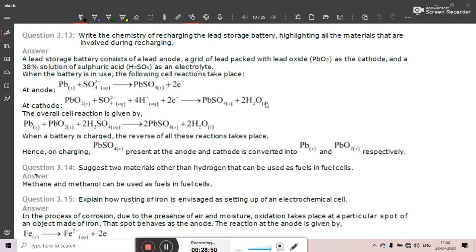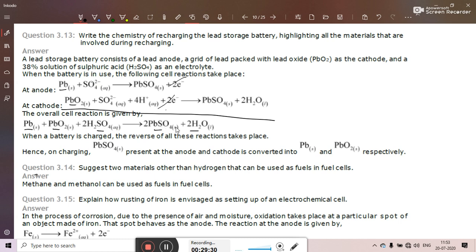Now here the overall cell reaction is, so here you can see that when you add the two reactions at anode and cathode, so what will be the overall cell reaction? Here two electrons cancelled. So we are remaining with Pb plus PbO2. Now 2SO4 2 minus and 4H plus, so together they will form 2H2SO4. On the right hand side, PbSO4 and PbSO4 is 2PbSO4 plus 2H2O. Now this is the overall reaction when discharging of cell takes place.